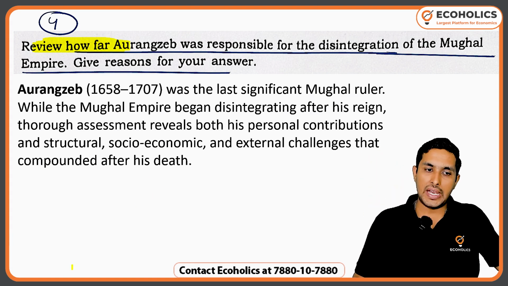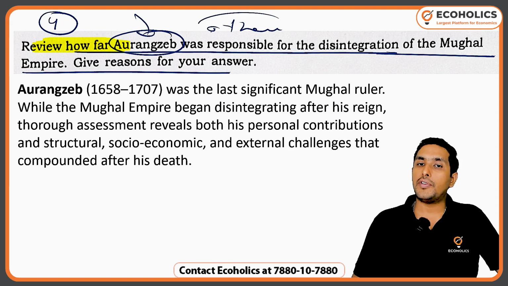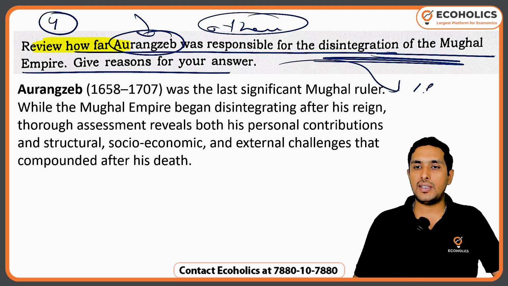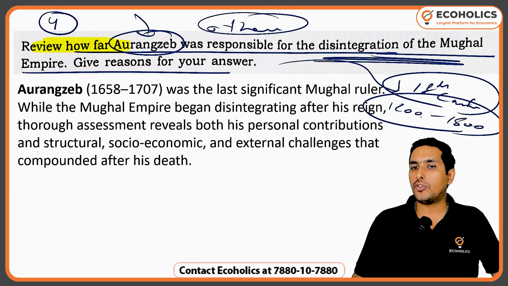We have to focus on Aurangzeb's role in the decline, and we also have to focus on other factors which were responsible for the disintegration of the Mughal Empire. Simple. So the answer will be based in the 18th century, no doubt about that, between 1700 and 1800. So what happened during this time? We have to focus there.